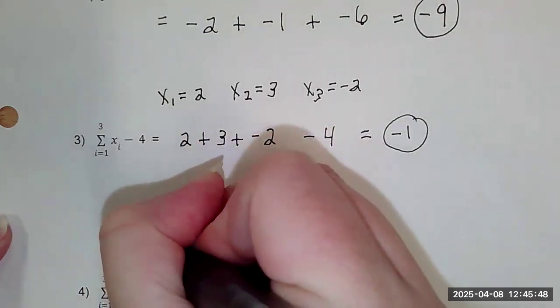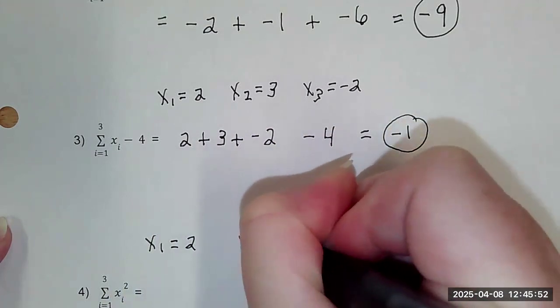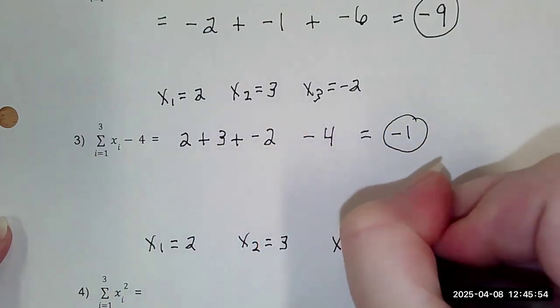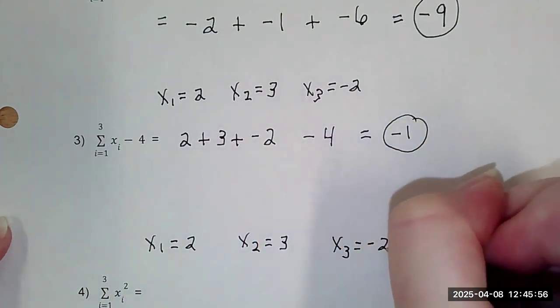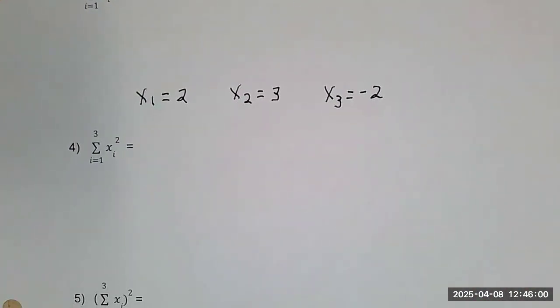Let me write my x's again. x1 is 2. x2 is 3. x3 is -2. Okay. What's this next one want us to do? What's the rule telling us?